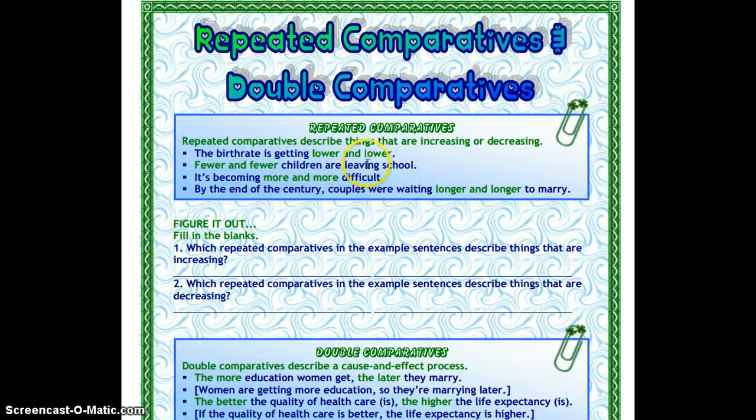If we say children are leaving school fewer and fewer, it doesn't make sense. Why? Because fewer and fewer is giving a characteristic of children. So over here, the birth rate is getting lower and lower. The birth rate getting, which is your verb, lower and lower is modifying the action. So you can have the comparative at the end, at the beginning, or in the middle of the sentence. But you have to be careful to identify what the comparative is modifying.